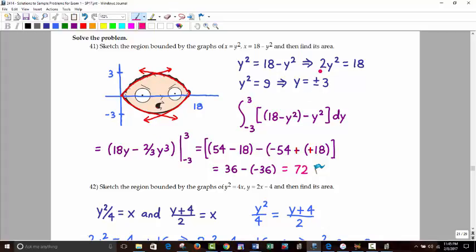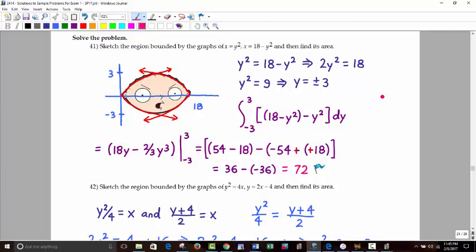So I did this algebraically, pretty easy. I set the two equations equal to each other, and you get 2y squared equals 18, y squared equals 9. That's giving you plus and minus 3. So that's the lower and upper, negative 3 to positive 3. So we integrate negative 3 to positive 3, the right function, which is 18 minus y squared, minus the left function, which is minus y squared.